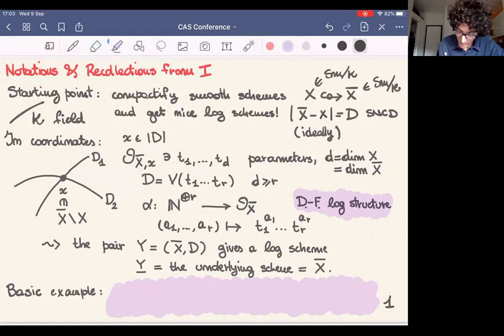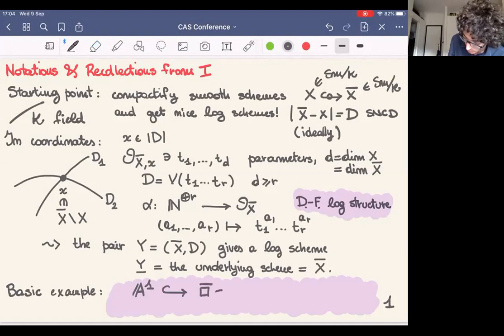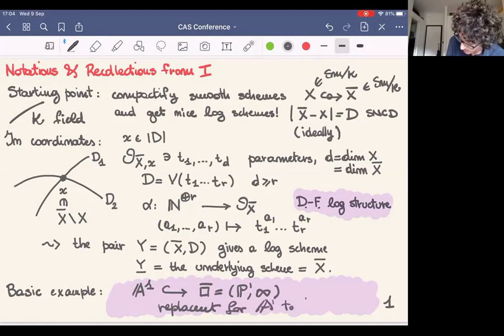We denote the pair in this way, and the underline, as Piotr was saying yesterday, means the underlying scheme of our log scheme. In my baby example here, it is just X bar. As an example, the thing we want to keep in mind is what Thom was saying yesterday. We start from the affine line A1, and we choose this compactification. There is only one, so there's not much to choose, which is given by P1 and the divisor at infinity. That's our replacement for A1 to build motives.